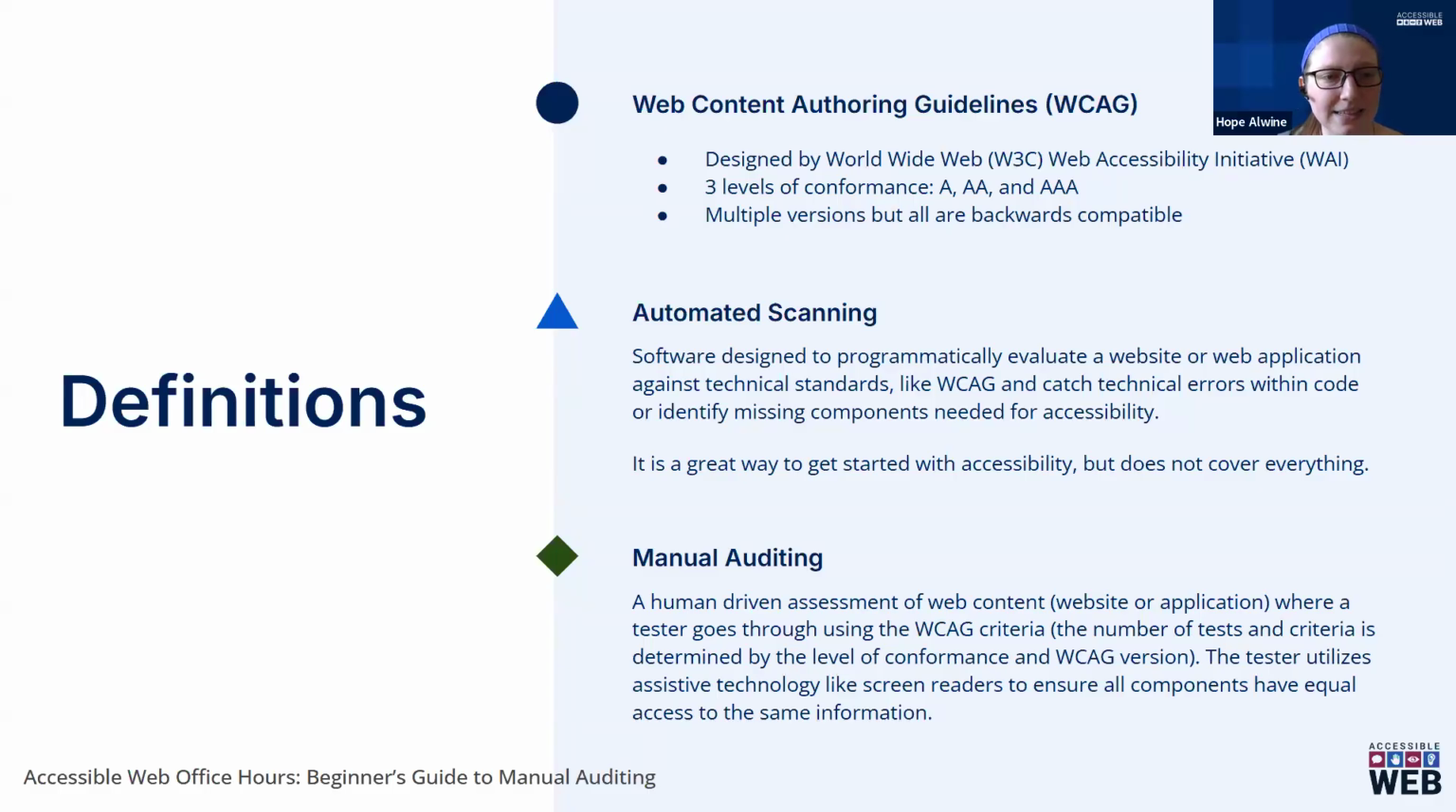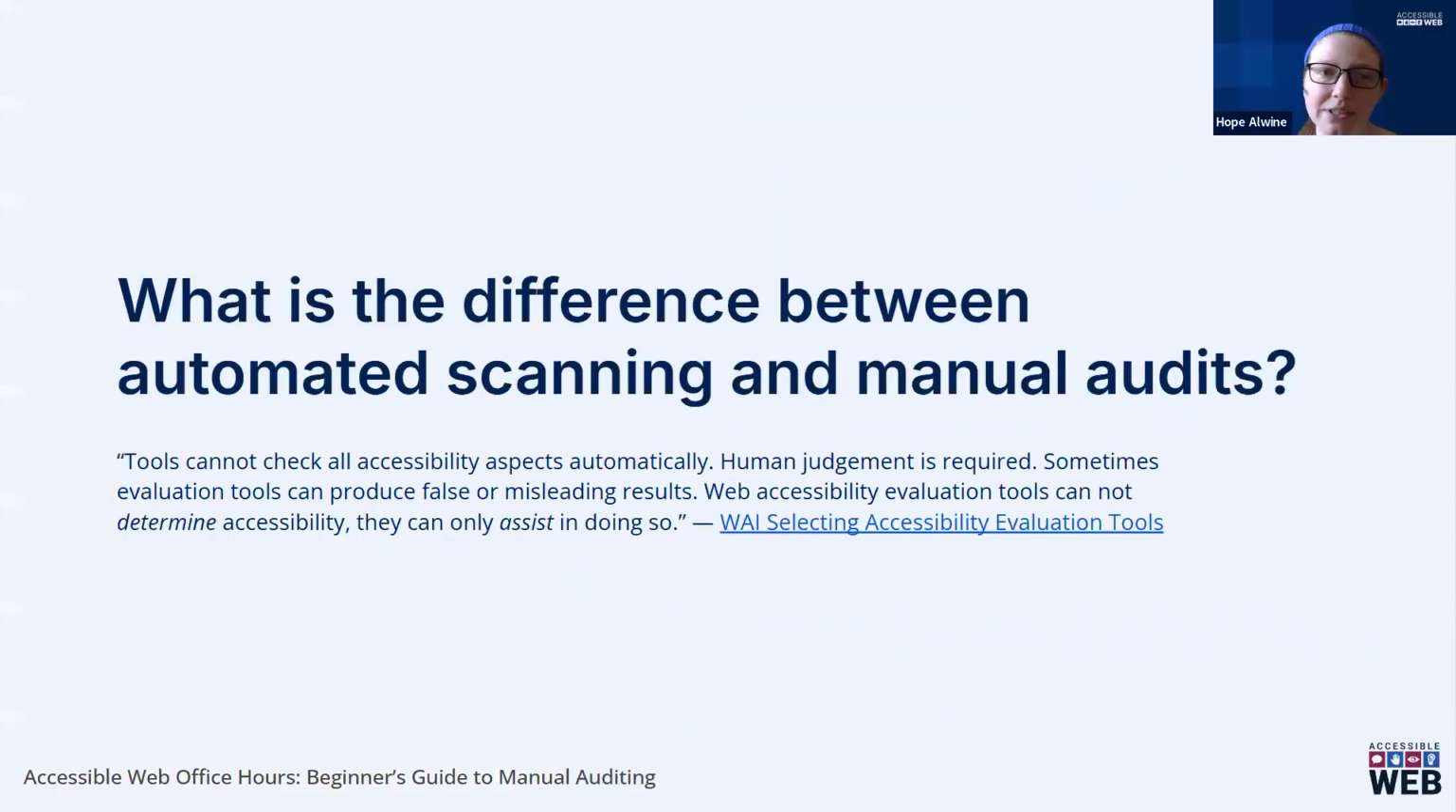That wraps up this slide, and let's get into what is the difference between automated scanning and manual audits. I wanted to read this quote from the Web Accessibility Initiative's resource for selecting accessibility evaluation tools, as it best answers this question. Tools cannot check all accessibility aspects automatically. Human judgment is required. Sometimes evaluation tools can produce false or misleading results. Web accessibility evaluation tools cannot determine accessibility. They can only assist in doing so.